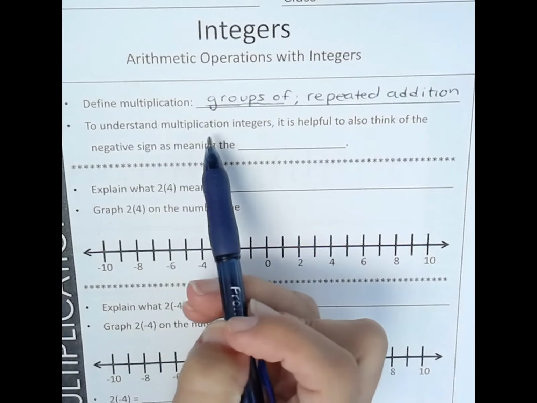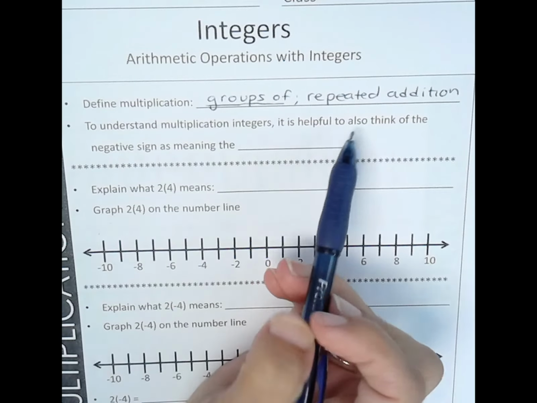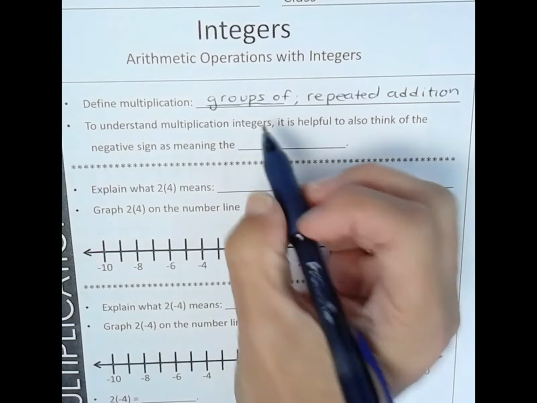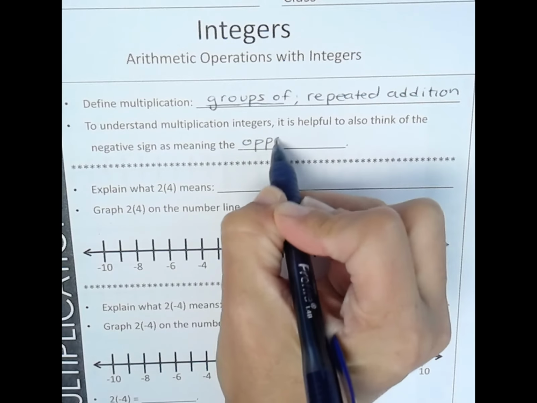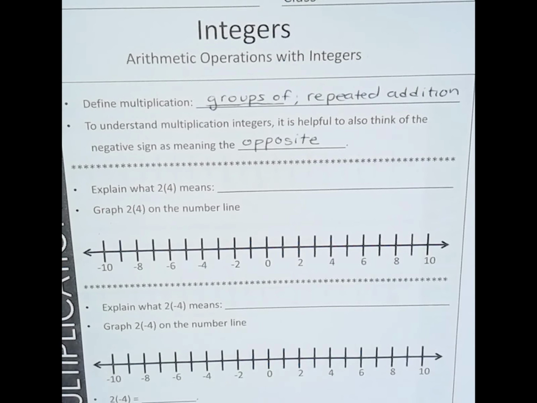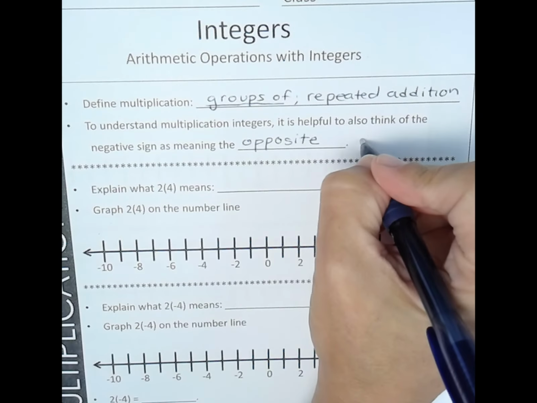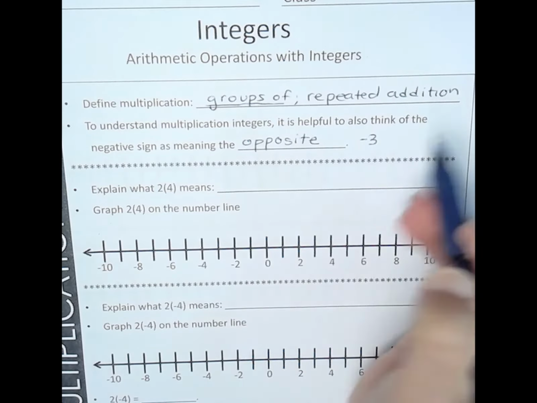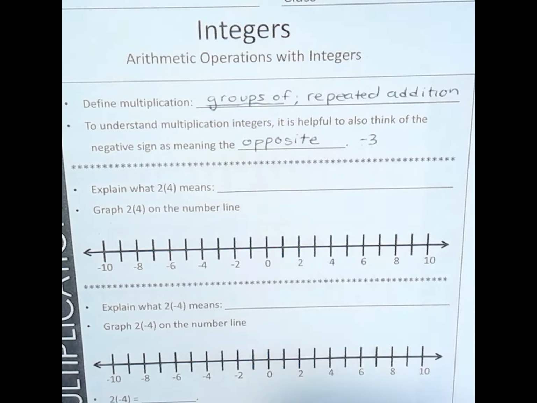To understand multiplication of integers, it is helpful to also think of the negative sign as meaning the opposite. We've been talking about that a lot. So remember, when you see -3, you can also think of that as the opposite of 3.